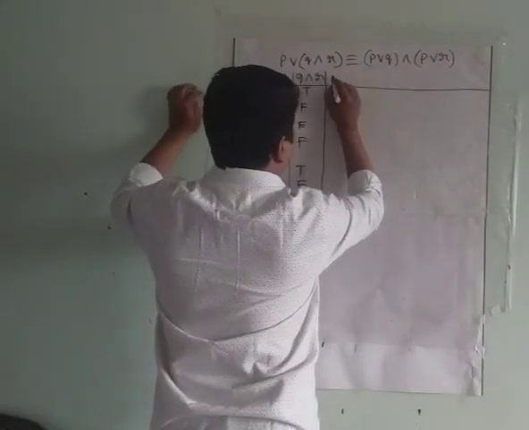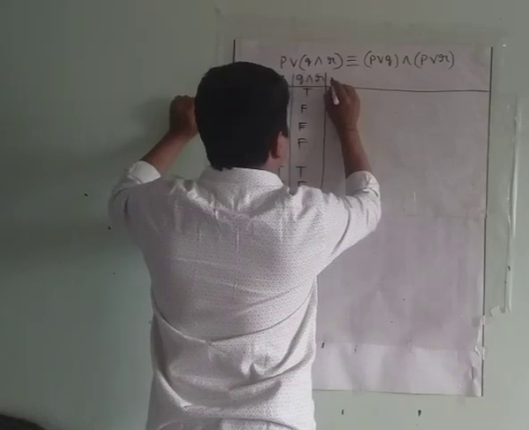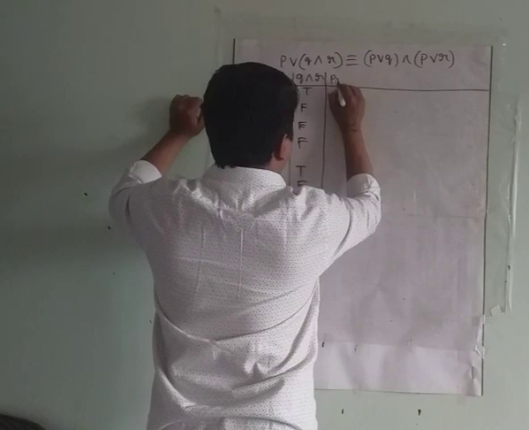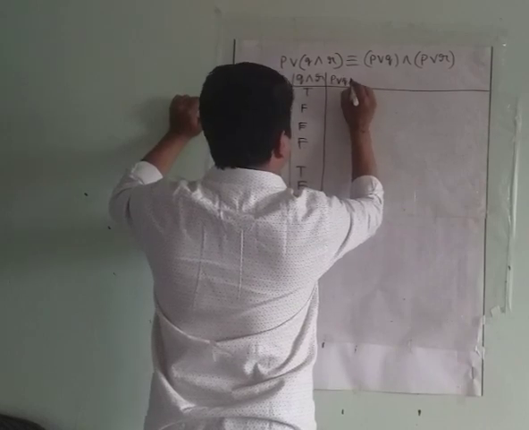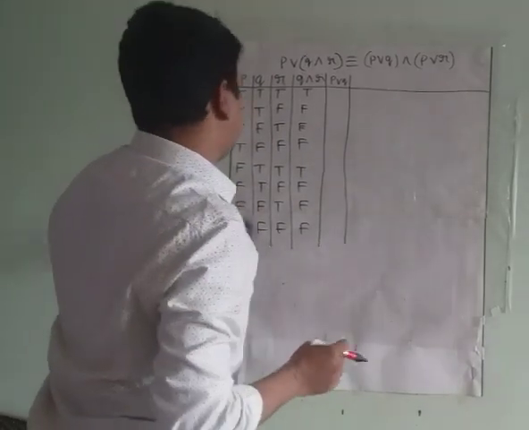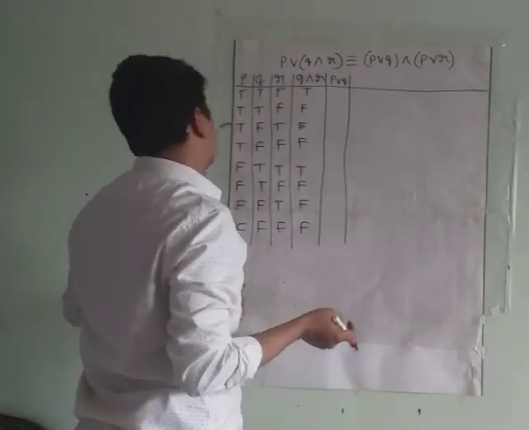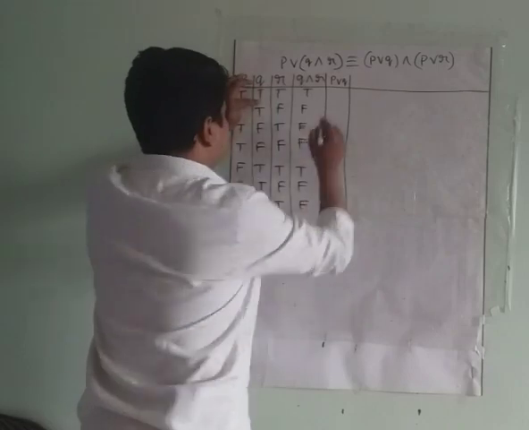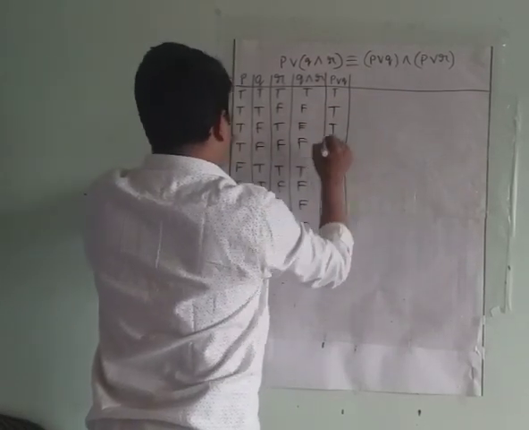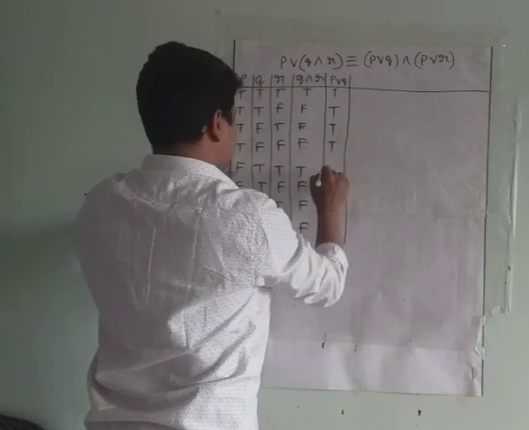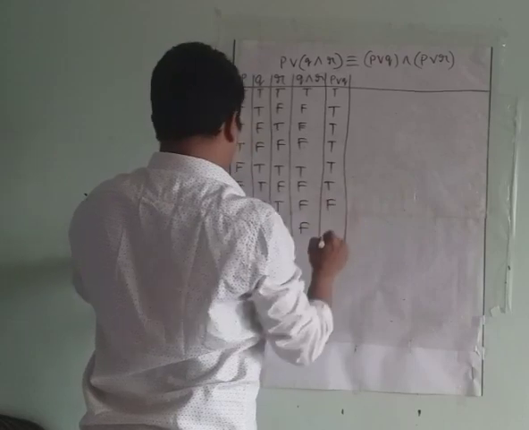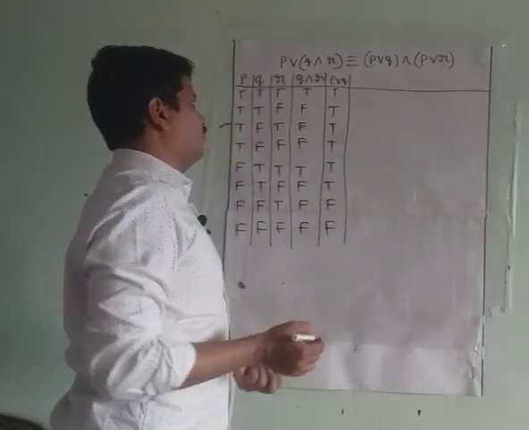Trying for P disjunction Q. P disjunction Q: if at least one of the two statements is true, then the result will be true. T T T T T T T F T T F T F T T F T T F F. And if F F, it is F.